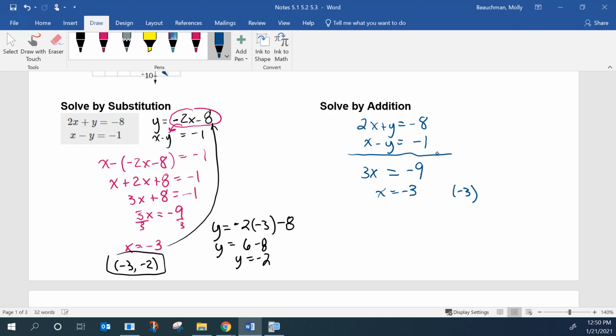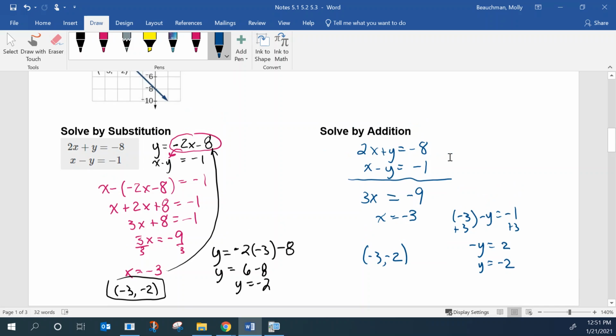Substitute negative 3 for x: minus y is equal to negative 1. Add 3 to both sides. We end up with negative y is equal to 2. Divide both sides by negative 1. y is equal to negative 2. So whether we graphed, solved by substitution, or solved by addition, we got exactly the same answer.